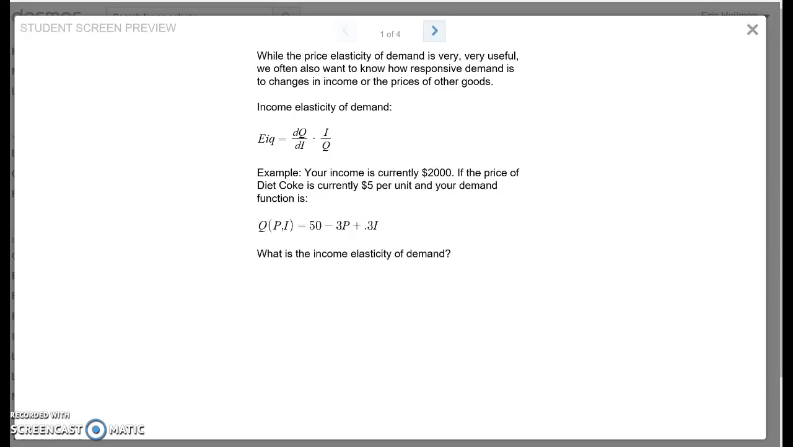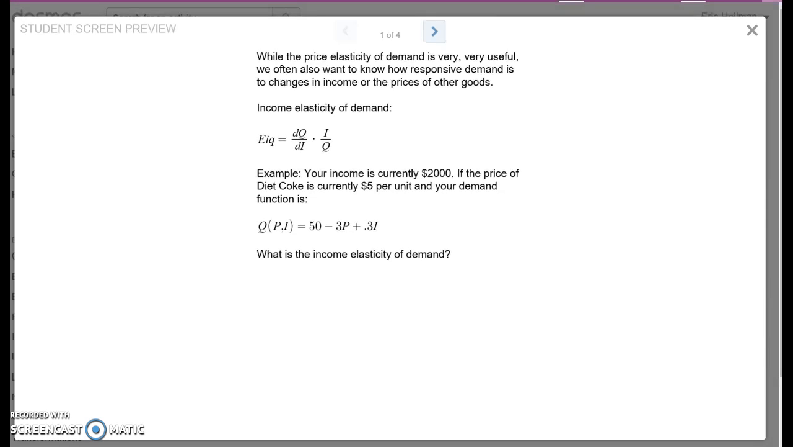Hey everybody, welcome back. In the last presentation we were talking about price elasticity of demand, and in this presentation we're going to talk about other types of elasticities. They were briefly mentioned in the last presentation, but we're going to look at how to compute them. First one we're going to look at is income elasticity of demand.